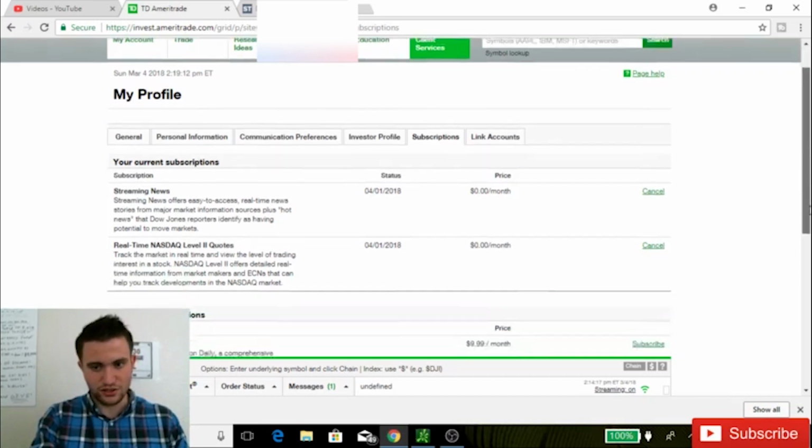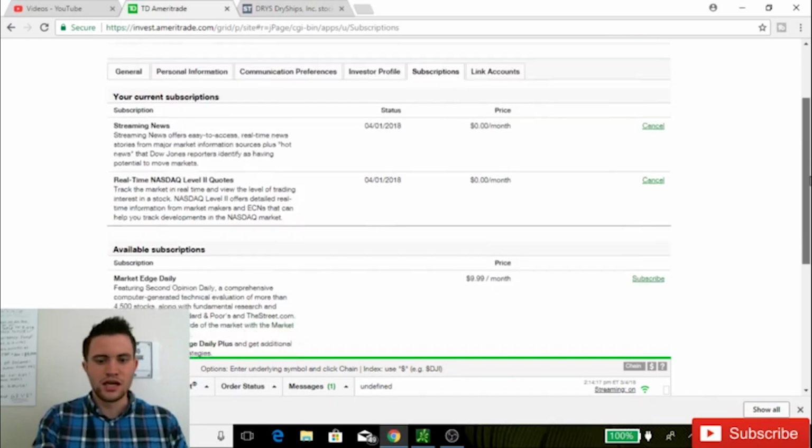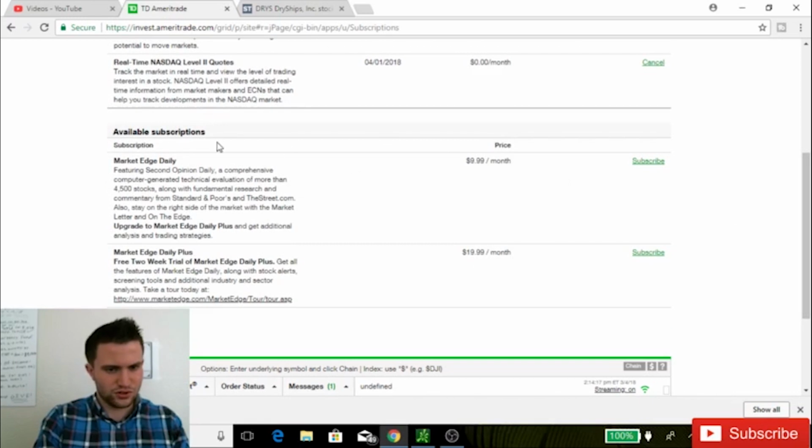As you can see here, I do have real-time NASDAQ Level 2 quotes, as well as streaming news. The streaming news is free for sure, and as you can see, all of these cost $0. Then there are other ones down here for $9.99 a month. I don't know what these are about exactly. I might consider this in the near future, but I'll have to read up more on it, because it's like S&P and all that good stuff.